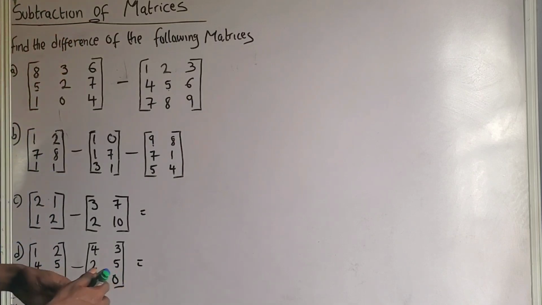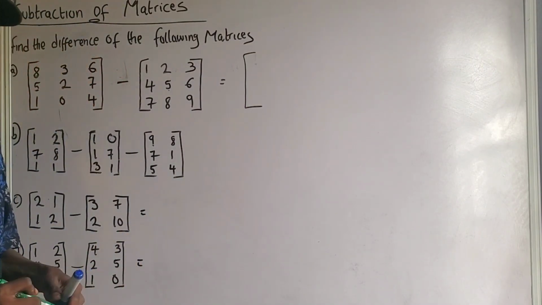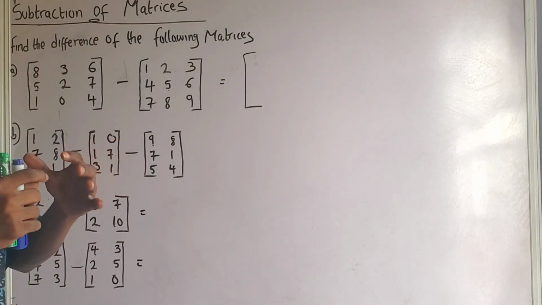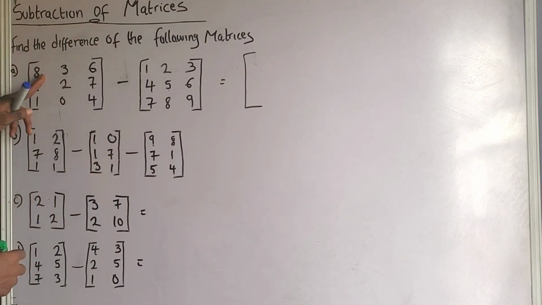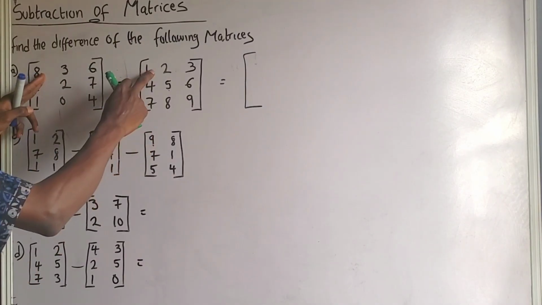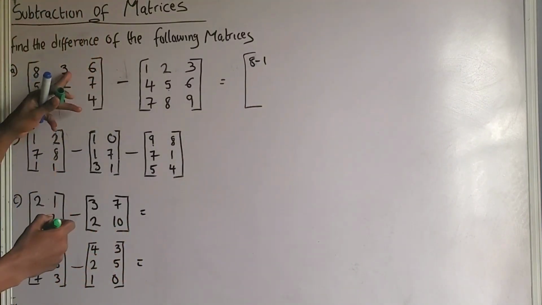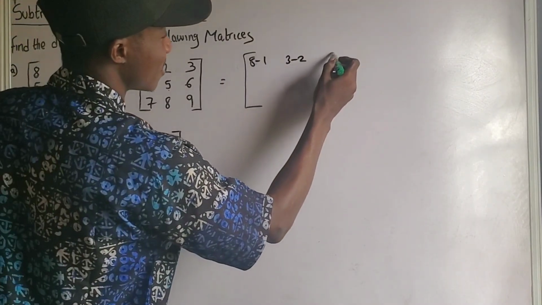So now let's use this example that we have on the board. If you want to take the difference between this matrix and this matrix, we are still going to proceed the same way we did the addition. You understand? All you have to do now is that instead of adding up, you are subtracting. Are you getting it? So for this, I'm going to have 8 minus 1, because the corresponding element to 8 in this matrix is what? Is 1. Do you understand? So I'm going to have 8 minus 1 here, then this 3 minus 2, then this 6 minus 3.